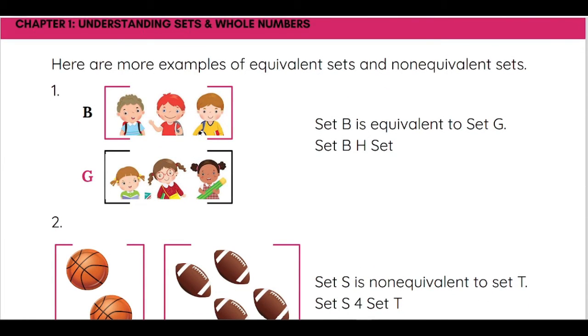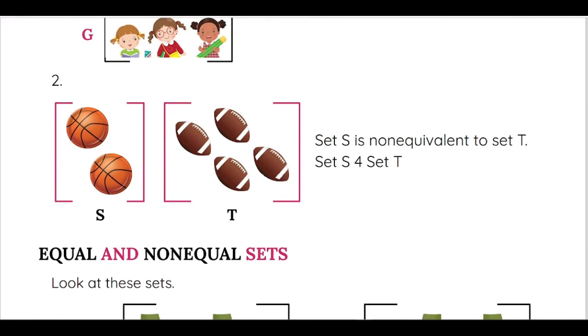Here are more examples of equivalent sets and non-equivalent sets. We have here B for boys and G for girls. Set B is equivalent to set G because both of their groups have 3 people. Okay, set S is non-equivalent to set D. Why is that? Because there are only 2 basketballs and 4 footballs. So you can say that set S is non-equivalent to set D.